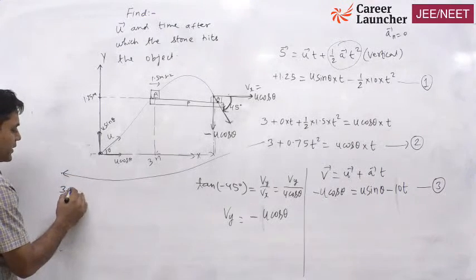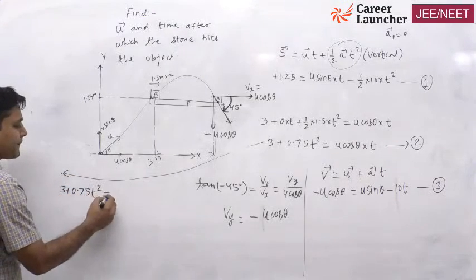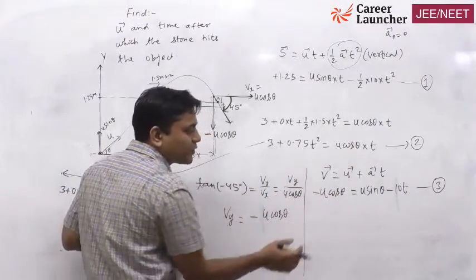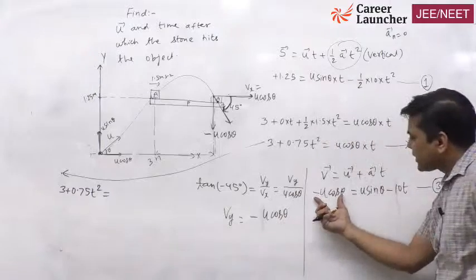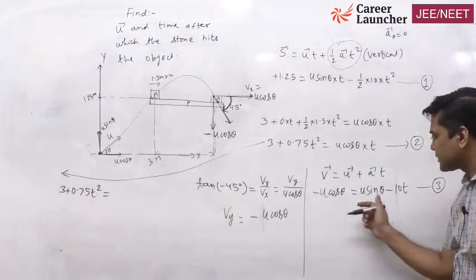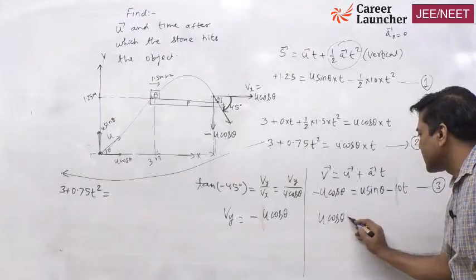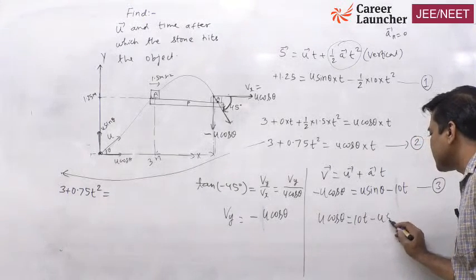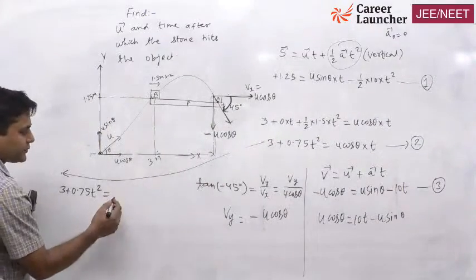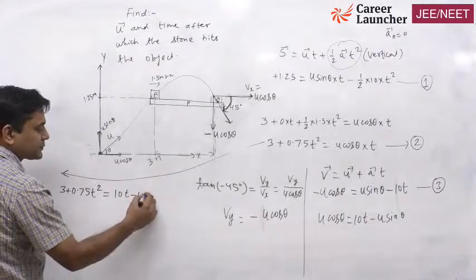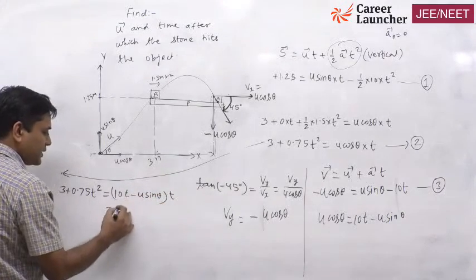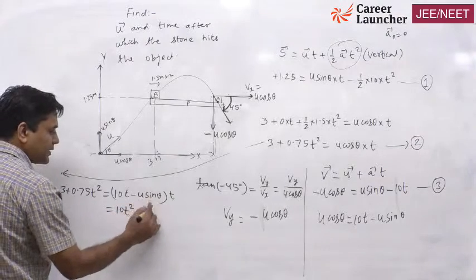3 plus 0.75t squared, this one is equation 2, u cos theta from here. What is the value of u cos theta? You bring u cos theta this side, it will become plus, 10t will become plus and minus u sin theta. So I am writing u cos theta as 10t minus u sin theta. I am going to substitute it here in equation 2. This becomes 10t squared minus u sin theta t.